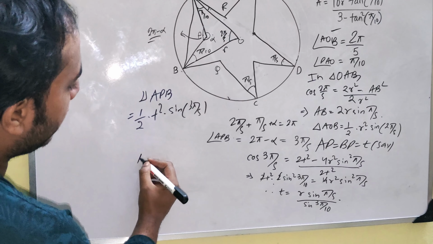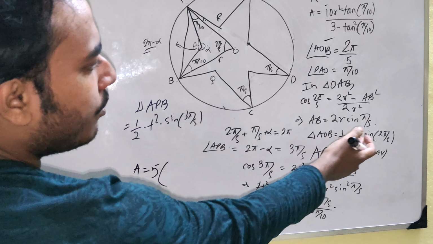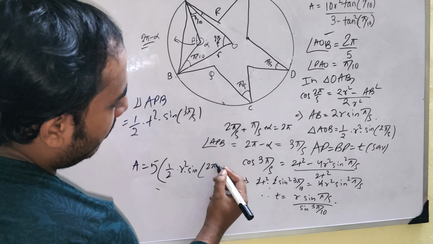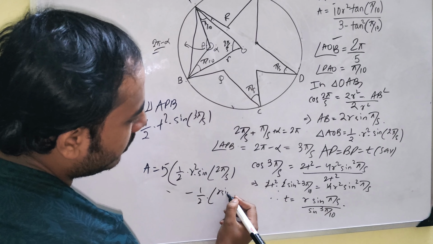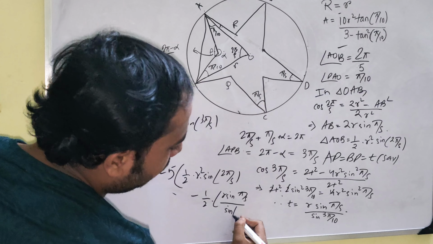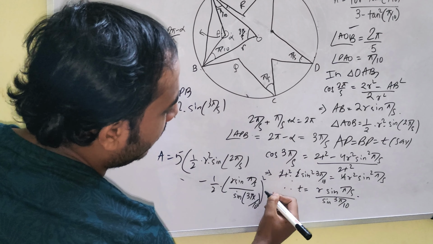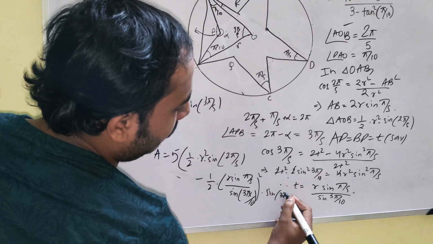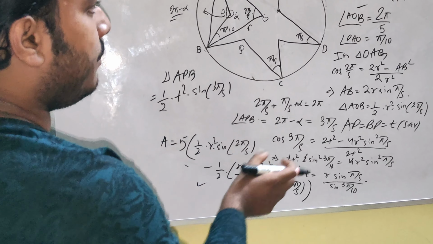So your area basically becomes A equals 5 times the area of the triangle AOB minus APB. So AOB was this, half R square into sine of 2 pi by 5, minus APB is this, half into T is this, R sine of pi by 5 by sine of 3 pi by 10, whole square, I think, into sine of 3 pi by 5. Okay, you get the idea. It's a bit messy, but okay, this is your final answer, and this would be equal to this.